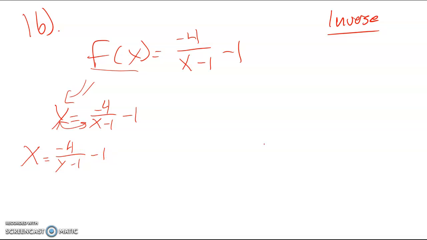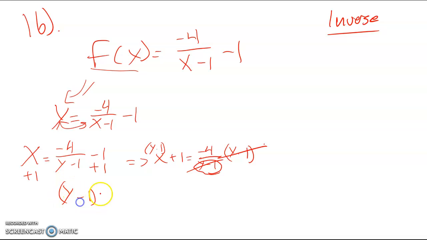Now I'm going to take this plus 1 and add it to both sides. That gives me x plus 1 equals negative 4 over y minus 1. I get the fraction all by itself here. Now I have the y on the bottom of the fraction, so I have to take this y minus 1 and multiply by it on both sides. On this side, it cancels out the y minus 1s. So I'm left with y minus 1 times x plus 1 equals the negative 4 over here.